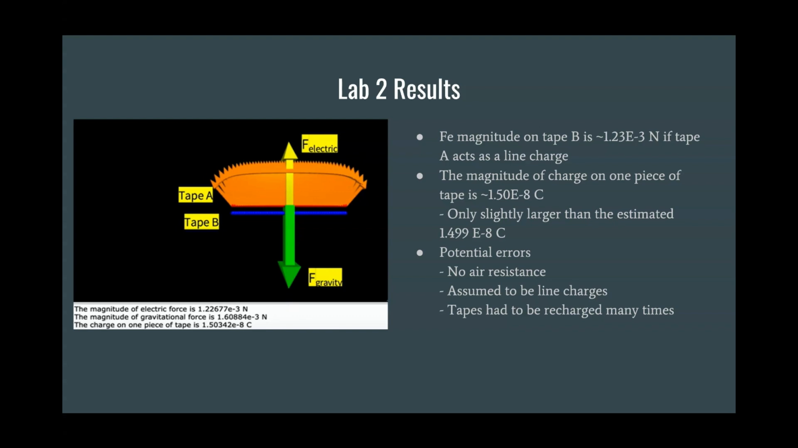And so from this, we calculated that the electric magnitude Fe on tape B is roughly 1.23 times 10 to the negative 3 newtons if tape A acts as a line charge, as seen in this diagram. And we also see that the magnitude of charge on one piece of tape is roughly 1.5 times 10 to the negative 8th coulombs, which is only slightly larger than the estimated 1.499 times 10 to the negative 8th coulombs. And the potential errors are that we did not calculate with air resistance. We assumed both of the tapes to be line charges, and the tapes had to be recharged many times due to extensive handling, which means they might not have the original charge.